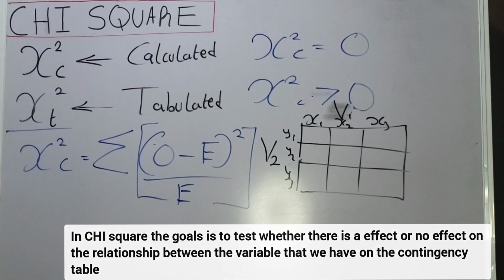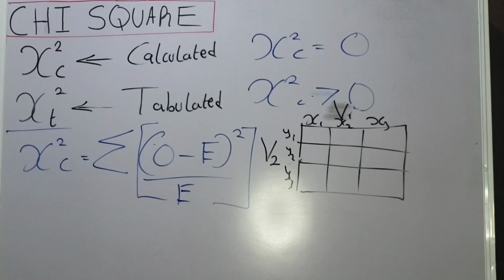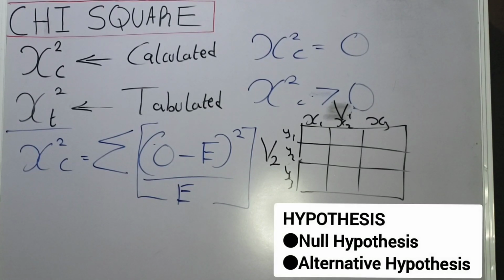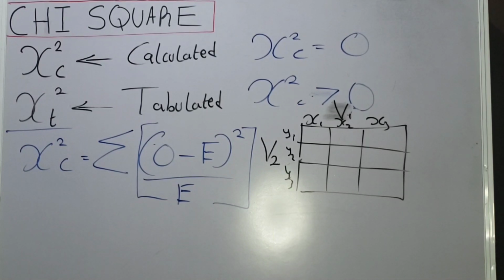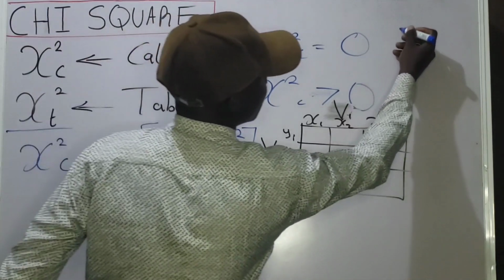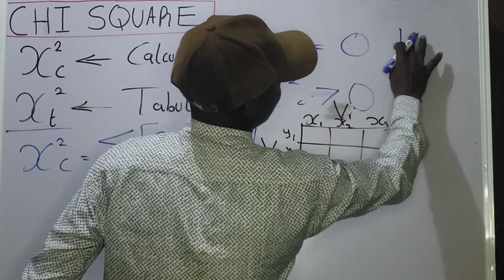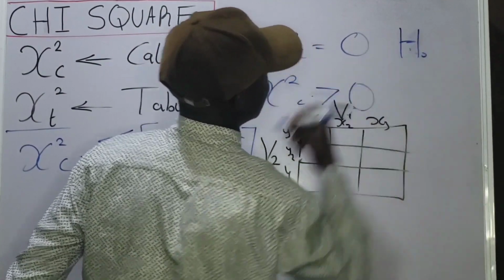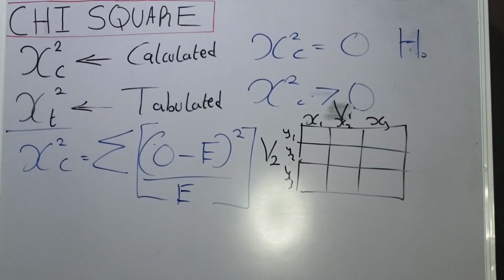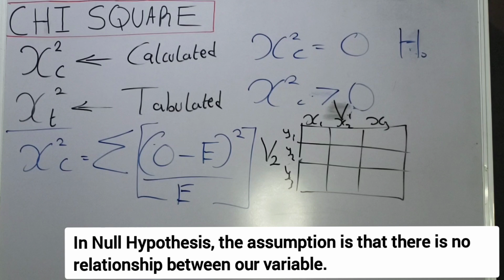Now, let me give you the two hypotheses in chi-squared. The first hypothesis is the null hypothesis. The null hypothesis is usually represented by this sign, H naught. Now, when we are talking about the null hypothesis, the assumption is that there is no effect or relationship between our variables.